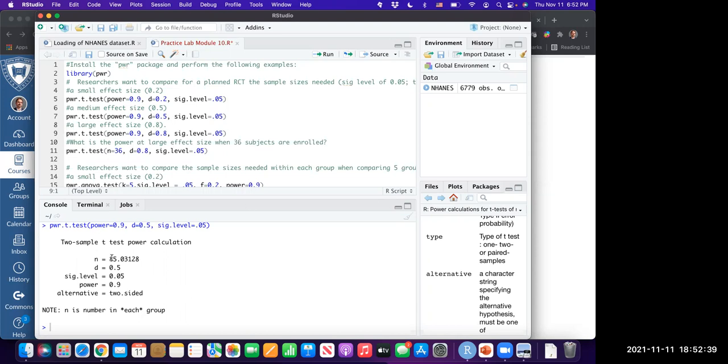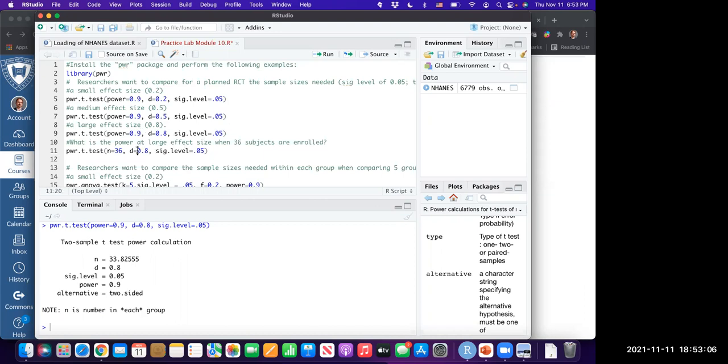your sample size. So if you have a small effect size, a small d, you will need a larger sample size than when you assume a larger effect. Here with 0.5, you only need 85. If you assume an effect size of 0.8, which is quite a substantial effect size, you only need 33.